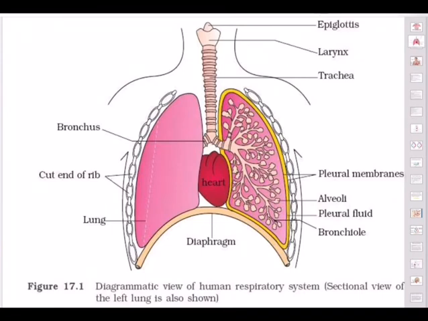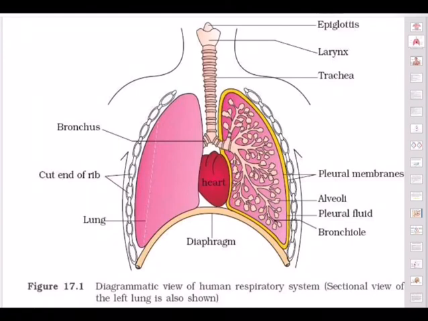So breathing refers to muscular movements that send fresh air to the respiratory organs, that's called inspiration or inhalation, and remove foul air, bad air from the lungs, that is exhalation. During normal breathing, inspiration is an active process, whereas exhalation is a passive process.